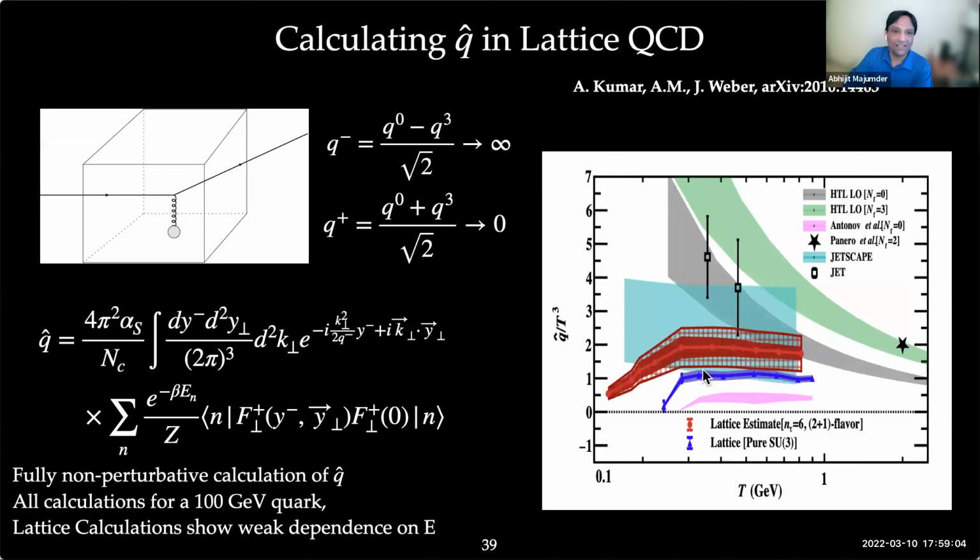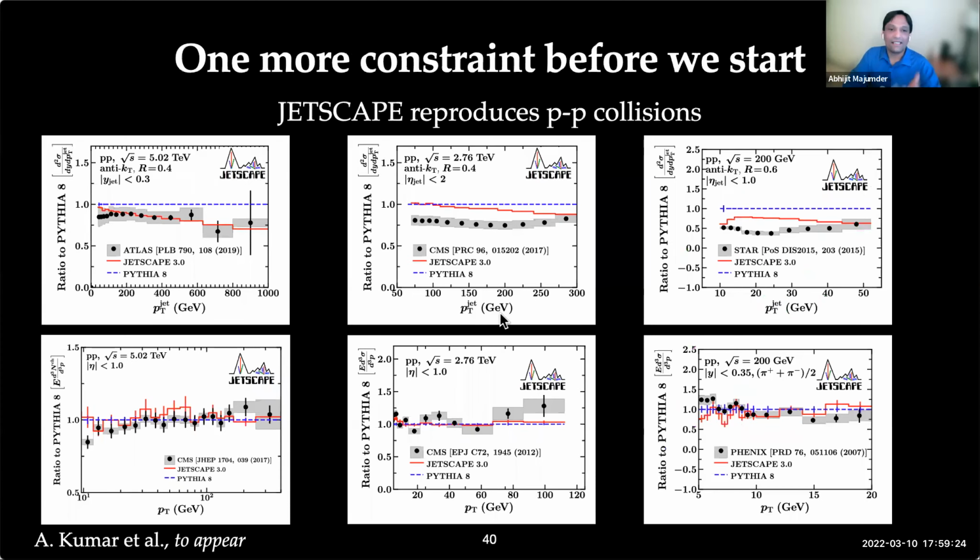I just want to throw in another thing: if you did a lattice calculation of Q hat, the lattice calculation shows up on the other side, right? So it overlaps with the blue band, but it's completely off from the perturbative calculation. So it's interesting where this is going. So what is this blue band based on? Well, it's based on results of this event generator framework that I've been describing all this time.